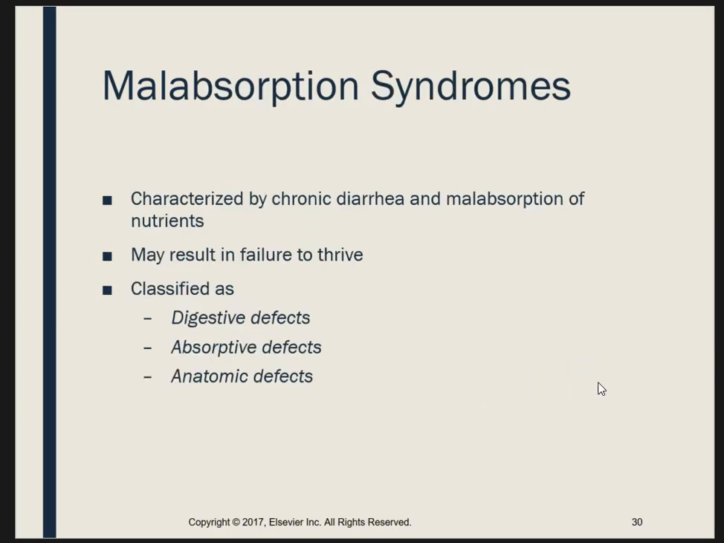Malabsorption syndromes, there are a few of them. We've talked about it a little bit. This is where that chronic diarrhea is going to come into play. Failure to thrive is going to be here. And then there's these 3 different defects that it can be sorted into main buckets wise.